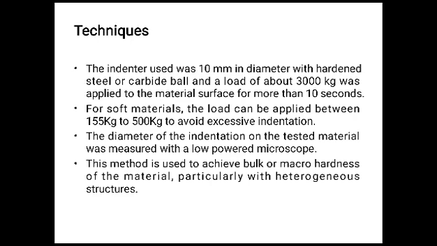The indenter used is 10 mm in diameter with hardened steel or carbide balls, and a load of about 3000 kg is applied to the material surface for more than 10 seconds. For soft material, the load applied is between 155 kg to 500 kg to avoid excessive indentations. The diameter of the indentation on the tested material is measured with a low powered microscope. This method is used to achieve bulk or macro hardness of the material, particularly with heterogeneous structures.